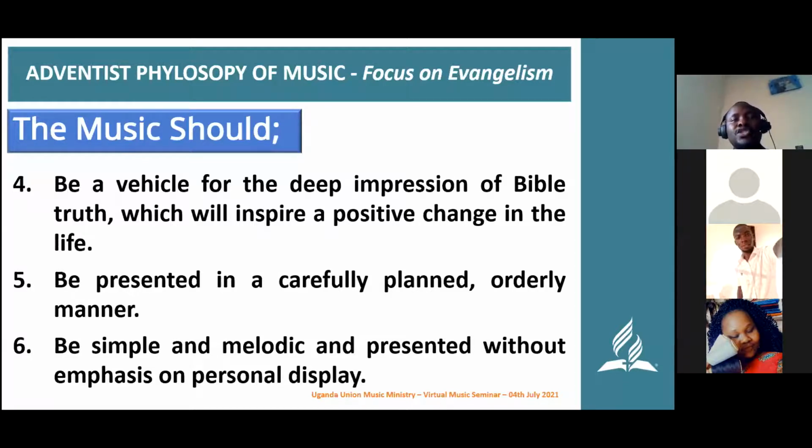Because once you do not do that, you'll have people distracted. People will get their attention. They will lose out on the message and have their attention on the members of the choir instead, which is not good at the end of the day, because then we want them to be able to receive the message that is in the music.